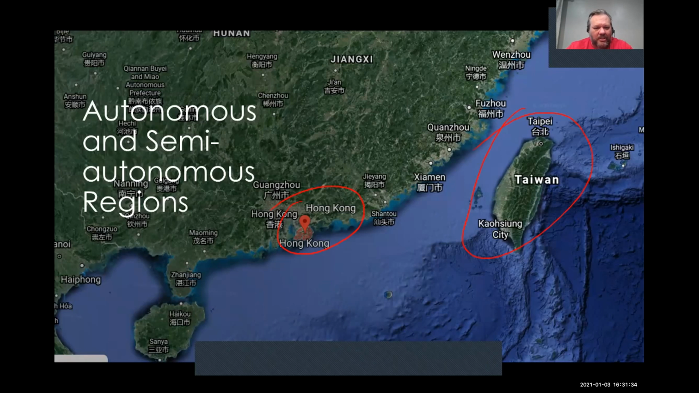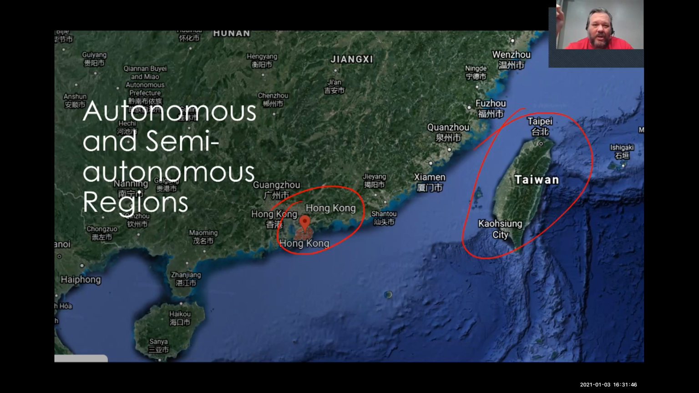So this is mainland China here. And so when we think about semi-autonomous regions, you can kind of think about states within the United States. So, the state of Arizona has some autonomy. We have what we call a federalist system, meaning power is shared between the federal government and the state governments. And so, we have some level of autonomy within Arizona. But we're talking about something a little bit different here.